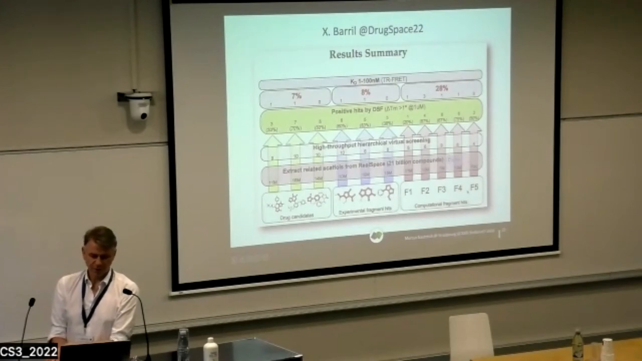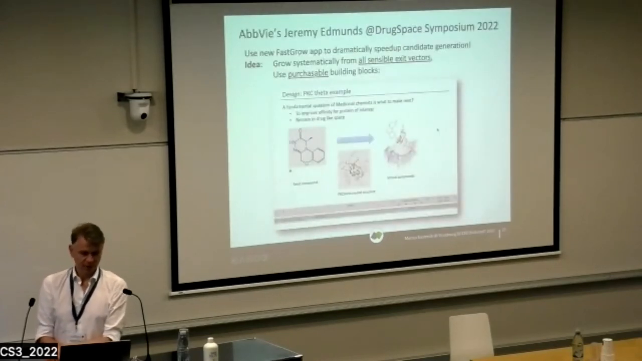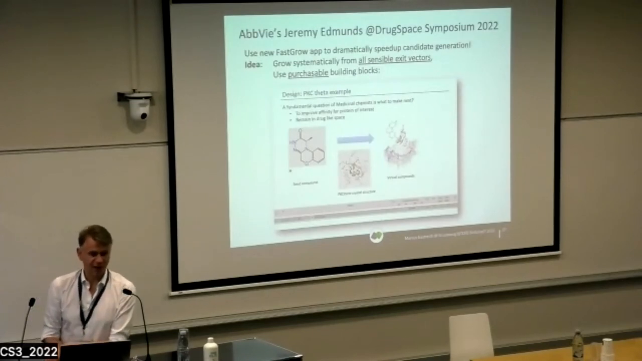The computational fragments hit, so you read this from bottom to the top, they emerged with a relatively high hit rate as opposed to when they took parts out of drug candidates for the BRD4 target that they actually used. So stunning hit rates there. Here is the next exercise, FastGrow.